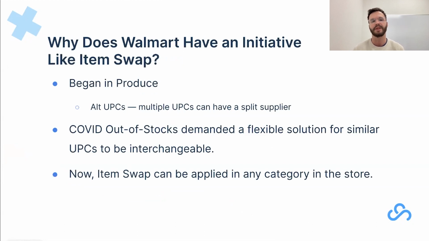So how can we make sure, with something as tumultuous as produce, where there's all of this change happening all the time, that produce stays well stocked? That is central to that part of the store. There's a lot of turnover on the SKU and UPC level. So that's where Walmart internally started thinking, okay, how can we make this a little bit more flexible?